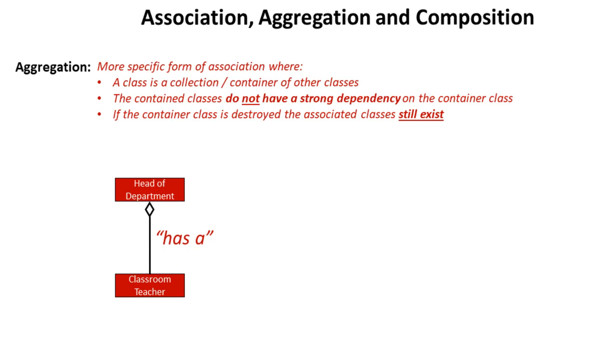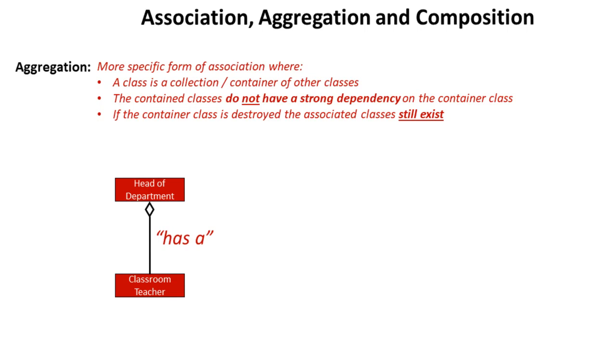Aggregation is a more specific form of association. This happens where a class is a collection or container of other classes. However, the contained classes do not have a strong dependency on the container class. If the container class is destroyed, the associated classes still exist.